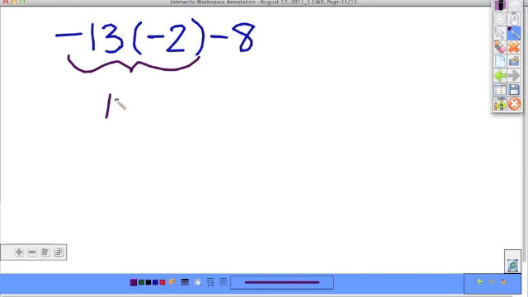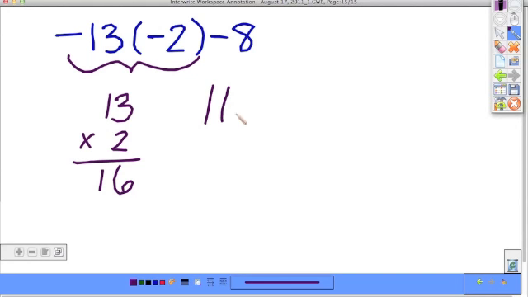I'm going to come down here and do it this way, just to make it easier on your eyes. 13 times 2. I'm not even thinking about these negative symbols right now. I just want to multiply first. 3 times 2 is 6. 2 times 1 is 1. Now I'm going to look at these negative symbols. Negative times a negative equals a positive. I don't need to put the positive there, but I am not done. Now I need to take that 16 and finish up the problem, so I need to subtract 8.